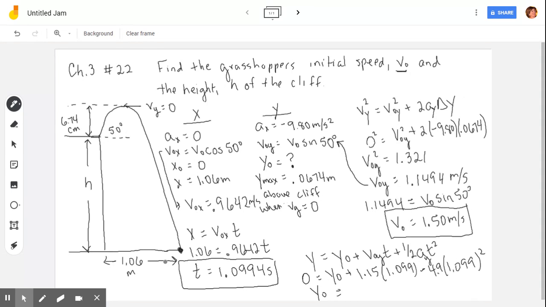I get 4.6. This time I got 4.65 meters. Again, a little rounding. I think the book got 4.66. I think this morning we got 4.67. Depending on where you round, you can get tiny bits of error, but that's a good answer, and it makes sense. So our initial height was 4.65 meters.